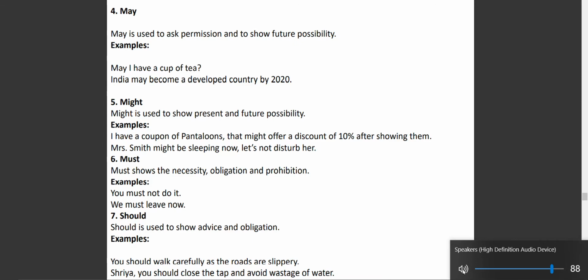Now number 6, let's come to the must. Must shows necessity, obligation, and prohibition. Examples: You must not do it. We must leave now. I think must is very clear for you.